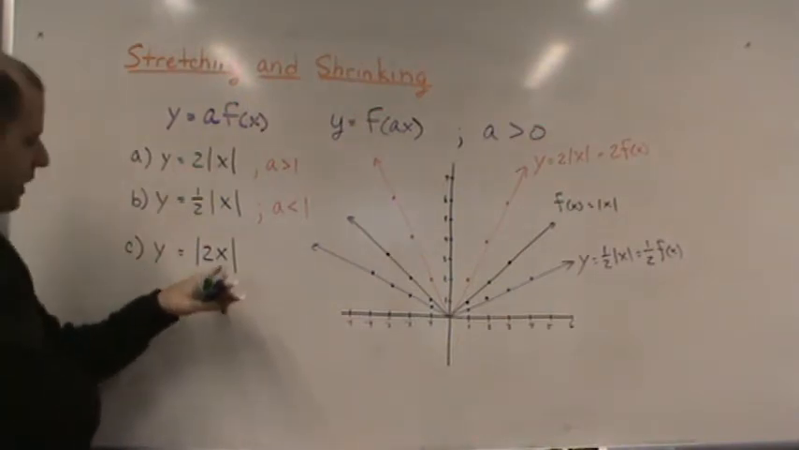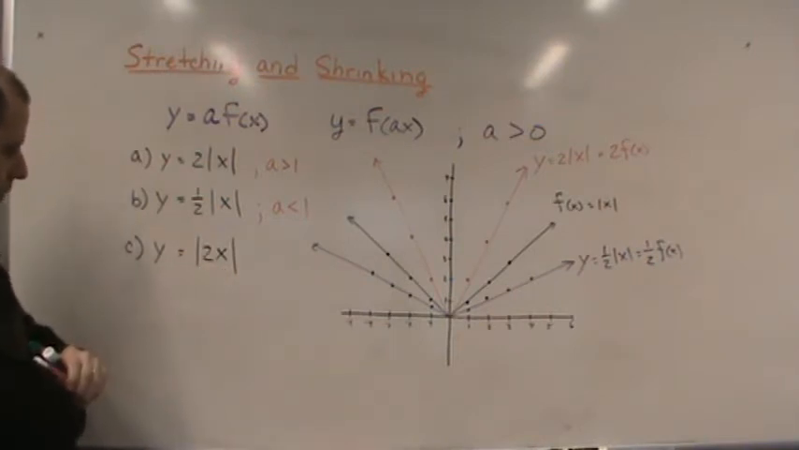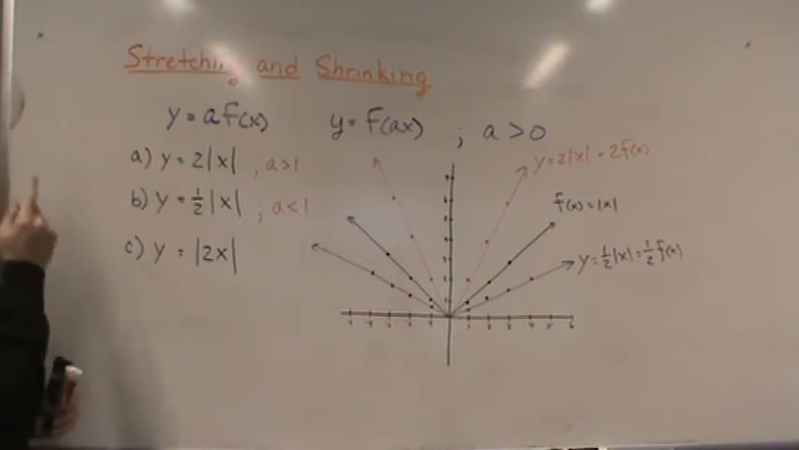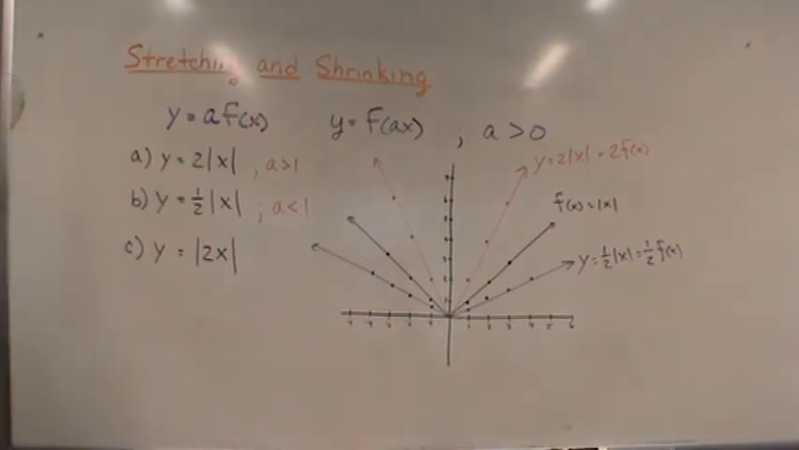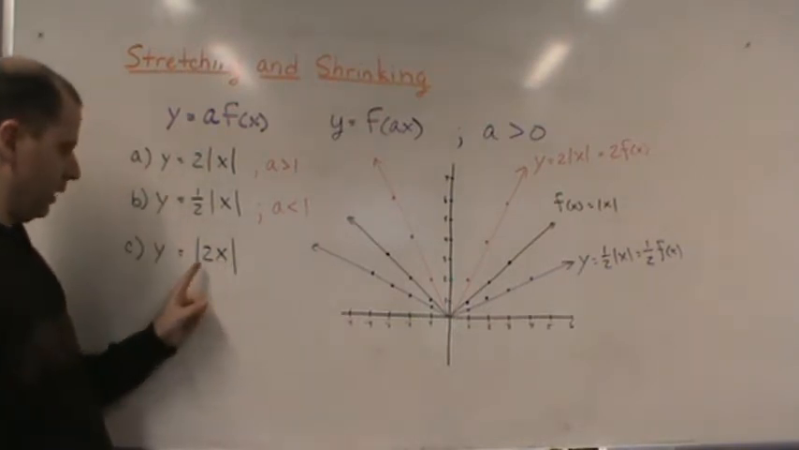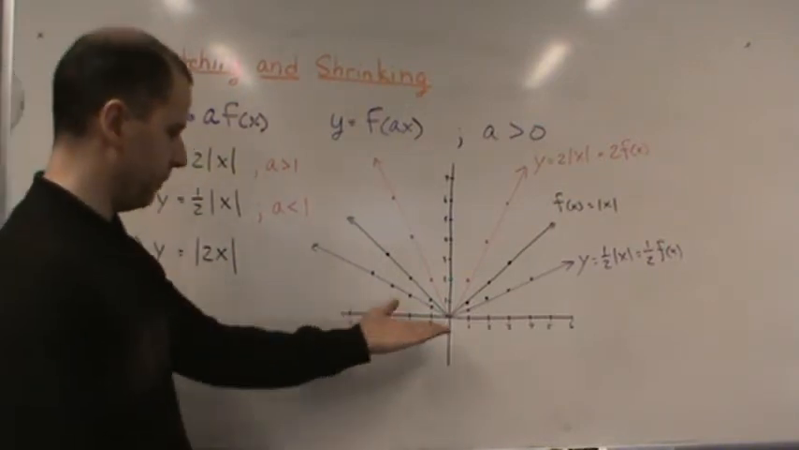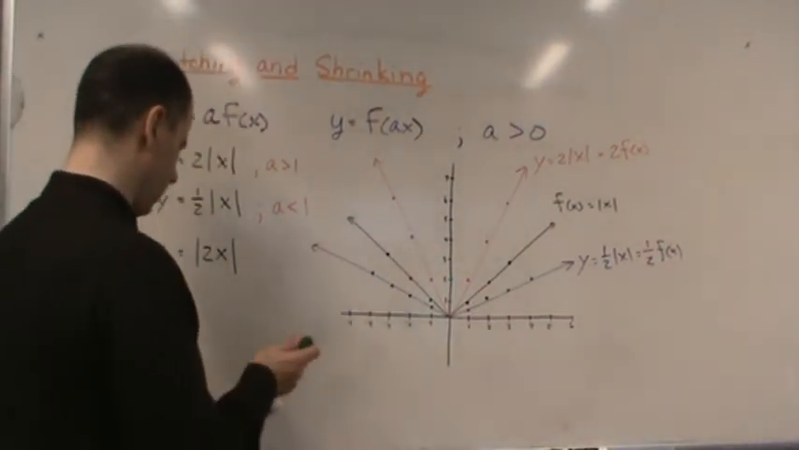Now I'm taking each x value and I'm doubling it and then taking the absolute value of the product. So, what would that look like? Well, let's just put in the value. So if x is 0, then 2 times 0 is 0, and the absolute value of 0 is 0, so we end up there, okay?